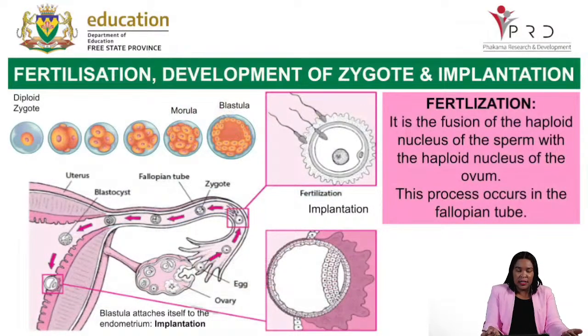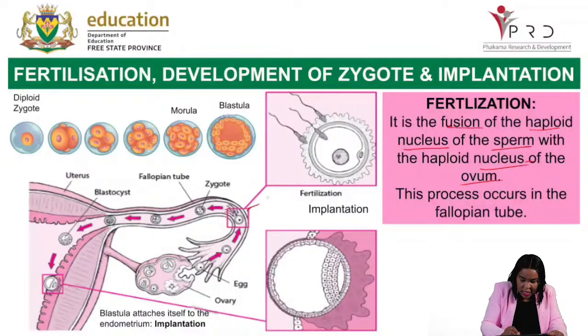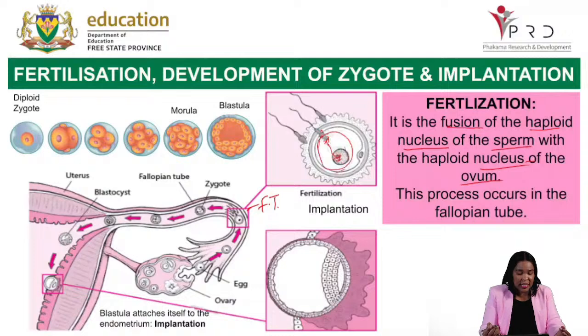Then, what is fertilization? Fertilization is the fusion of a haploid nucleus of the sperm with the haploid nucleus of the ovum. This is a very full explanation. You are not just saying it's the fusion of the sperm cell and the ovum. You are saying the fusion of the nucleus of the sperm cell with the nucleus of the ovum. That is fertilization. Where does it take place? We know that fertilization takes place in the fallopian tube. So you see here, this is a sperm coming in to fertilize the ovum. So once the sperm has met the nucleus of this ovum, then we know that fertilization has taken place. After fertilization has taken place, a zygote is going to be formed.